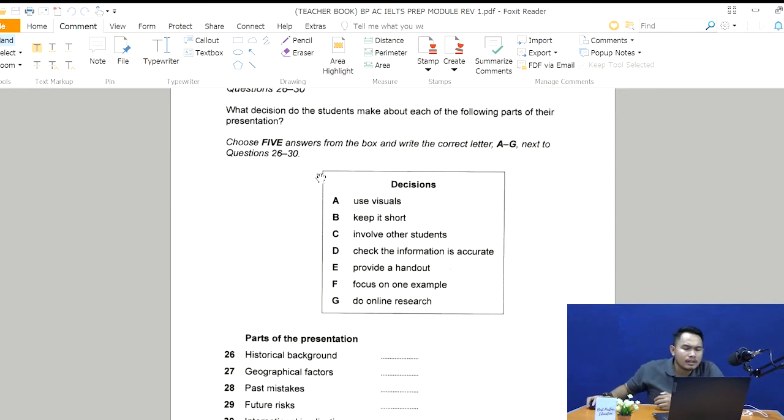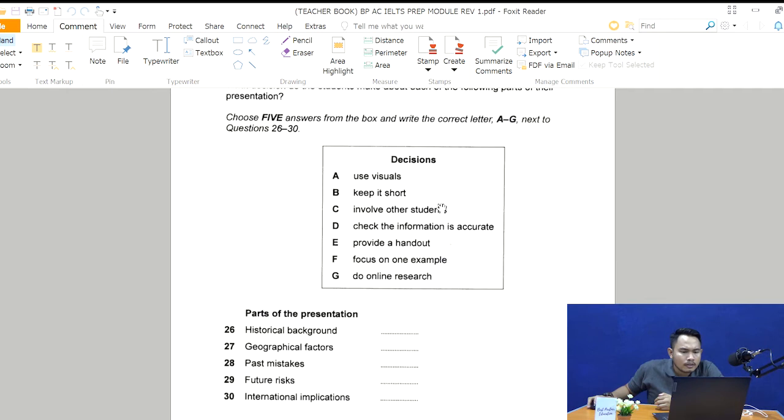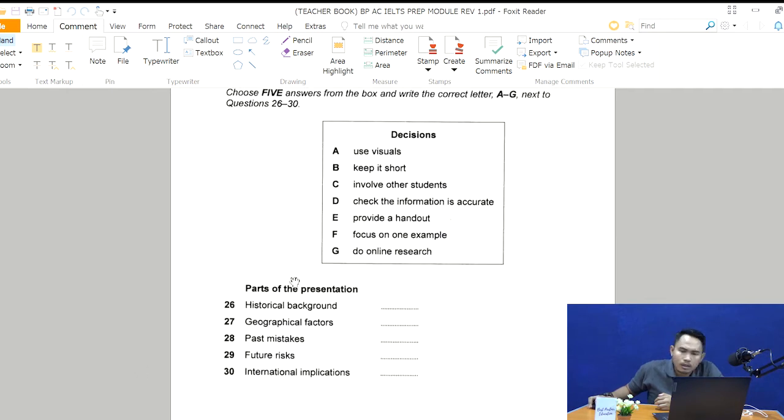Now on this 26 to 30, as you can see as well, here are the clues, or the questions here. What they're going to talk about in 26 to 30 is perhaps the presentation that the students or the lecturer might give during the class or so. So let's see on number 26 here, it's historical background, 27 is geographical factors, 28 past mistakes, 29 future risk, 30 is international implications. Now, again, the clues are there. All you have to do is try to figure out what would be the best answer for this one.